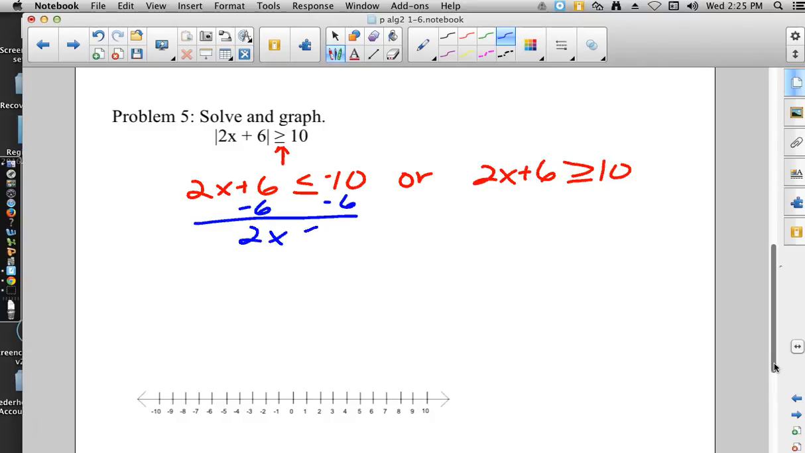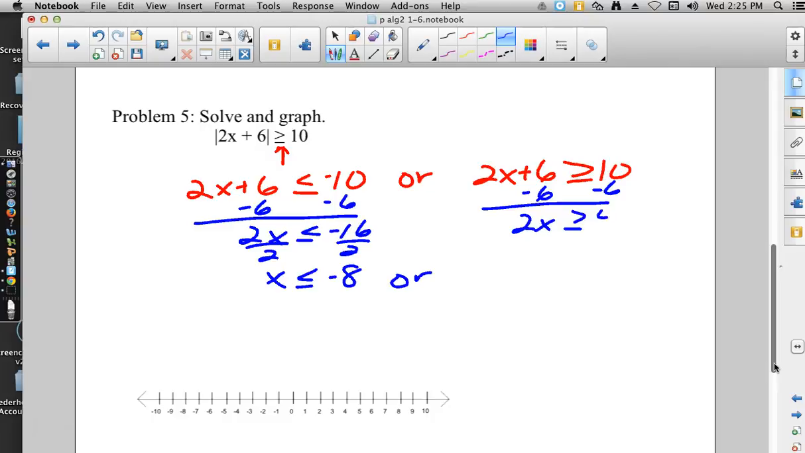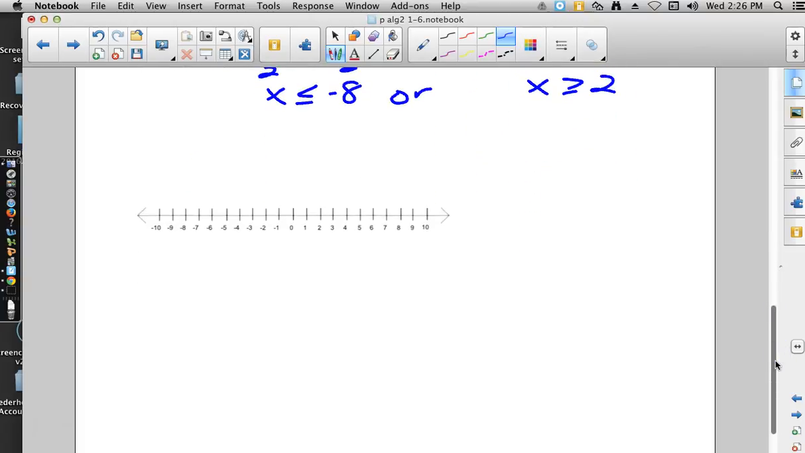So 2x is less than or equal to negative 16. Divide by 2, x is less than or equal to negative 8. Or, let's subtract 6. 2x is greater than or equal to 4. Divide by 2, x is greater than or equal to 2. And then we can go ahead and graph this. So what we need to do is think, okay, I'm going to need my closed dots at negative 8 and at 2.